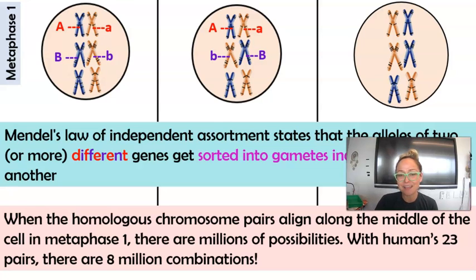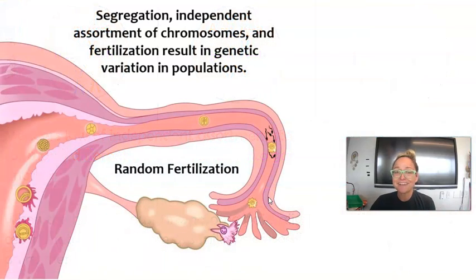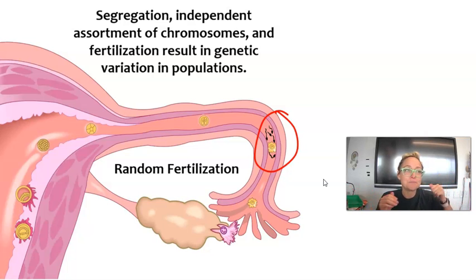And then the third one is random fertilization. Now, I don't think I ever directly mentioned this in any of my videos, so here we go. When we talk about fertilization, in humans the female releases 1 egg, unless it's twins, maybe 2 eggs, or triplets, 3 eggs, but generally you're going to have 1 egg. But in the male contribution, there are going to be hundreds of millions of sperm.